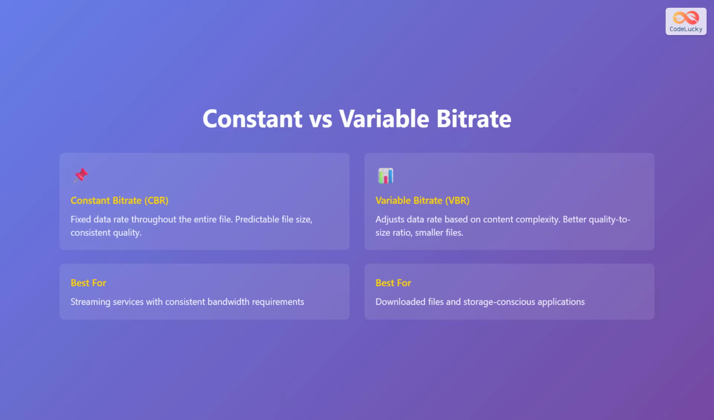There are two main approaches to encoding media. Constant bitrate, or CBR, maintains a fixed data rate throughout the entire file, which results in predictable file sizes and consistent quality. Variable bitrate, or VBR, adjusts the data rate dynamically based on content complexity. Simple scenes use lower bitrate while complex scenes use higher bitrate, resulting in better quality-to-size ratios and smaller overall files. Constant bitrate is preferred for streaming services, while variable bitrate is ideal for downloaded files and storage-conscious applications.